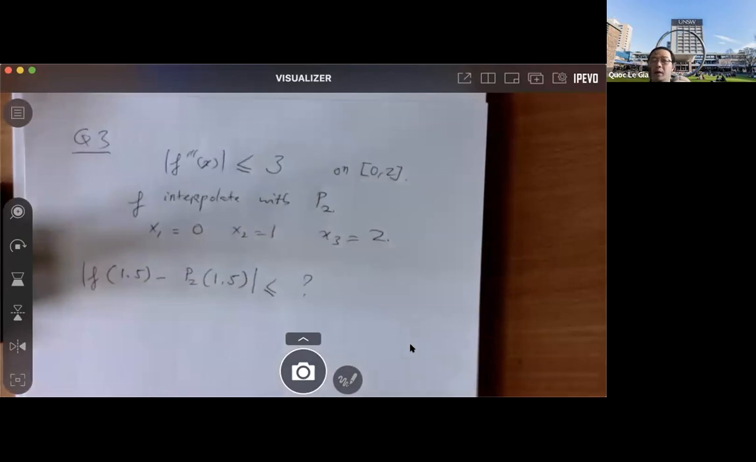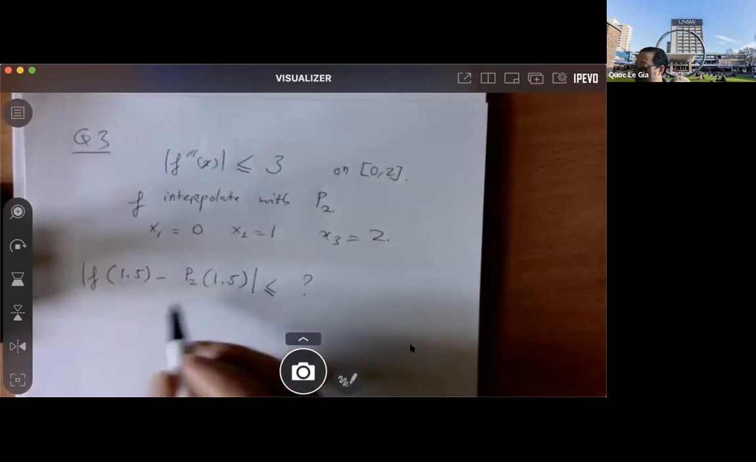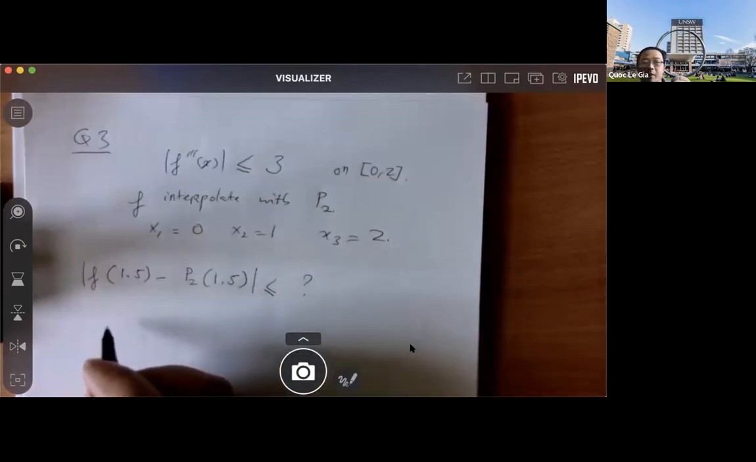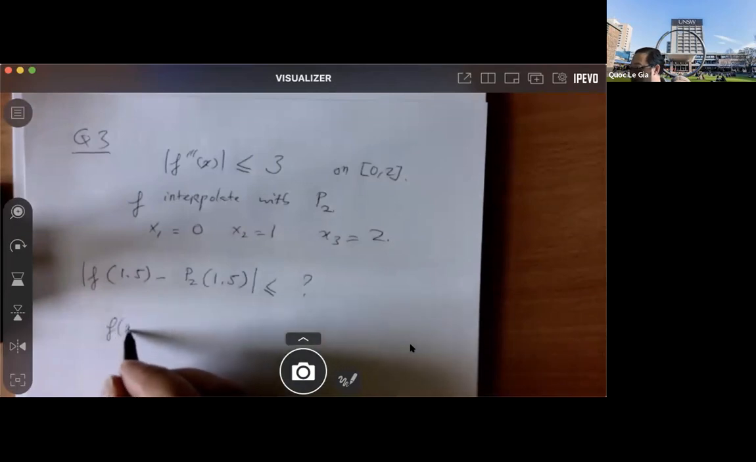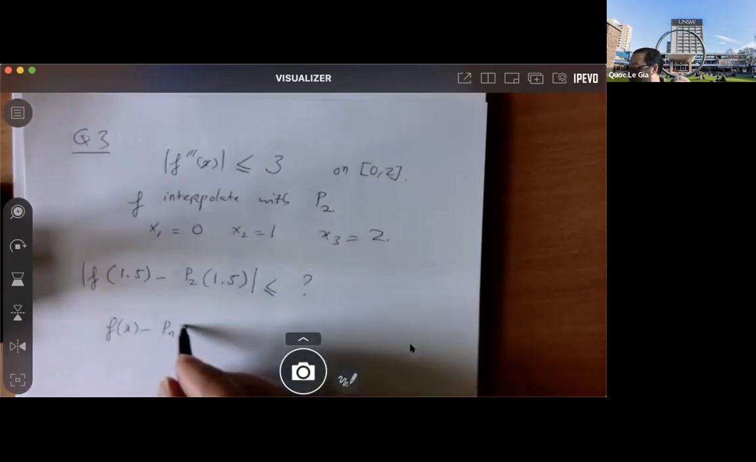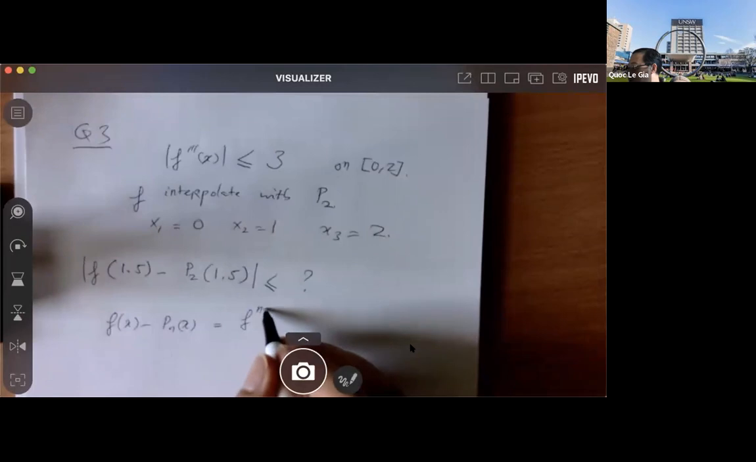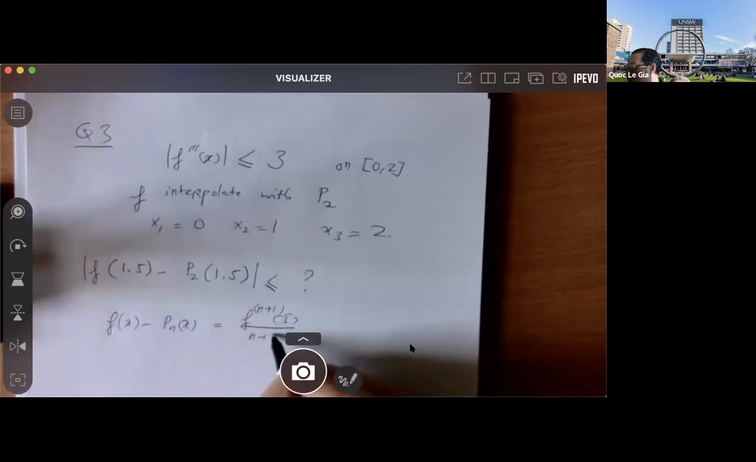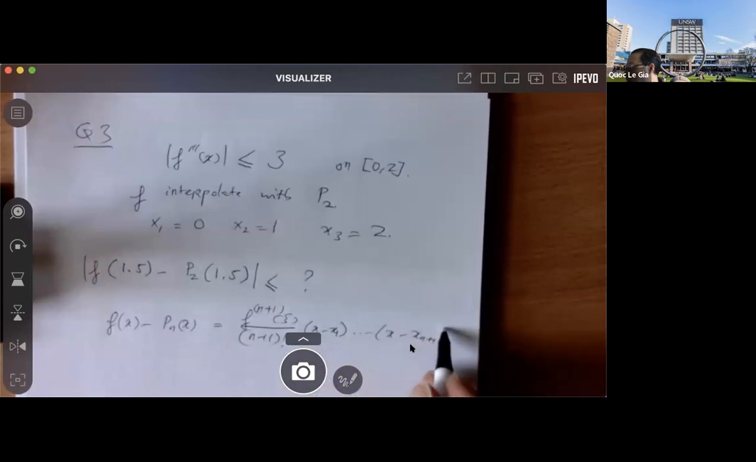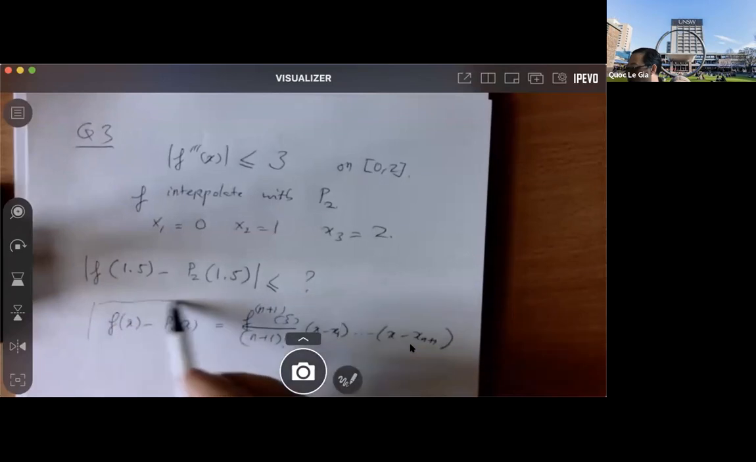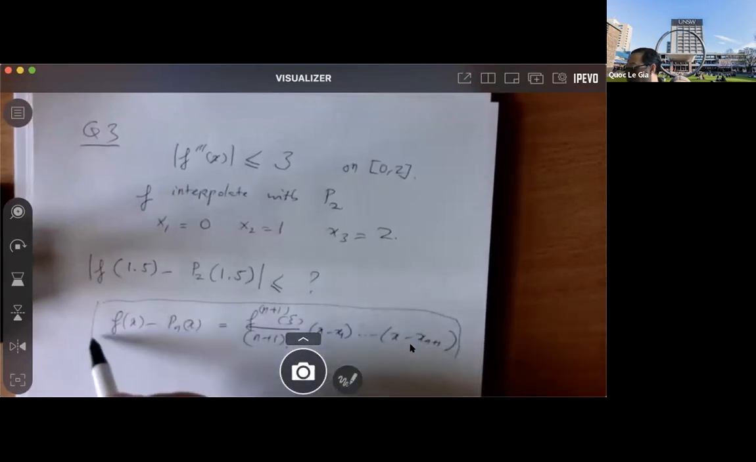The error, yes, the error formula for interpolation. If you remember, the formula is like this: f of x minus Pn of x is the derivative of order n plus 1 at some point psi, over n plus 1 factorial, then x minus x1 multiplied with x minus x2, up to x minus x(n plus 1). So this is the theorem. We covered it at the end of interpolation.